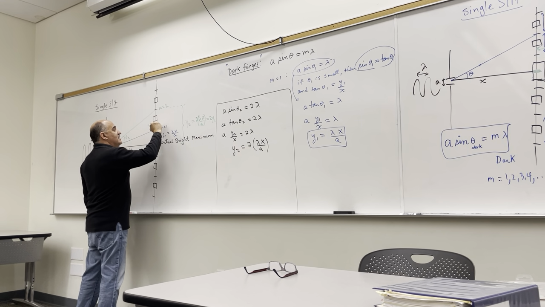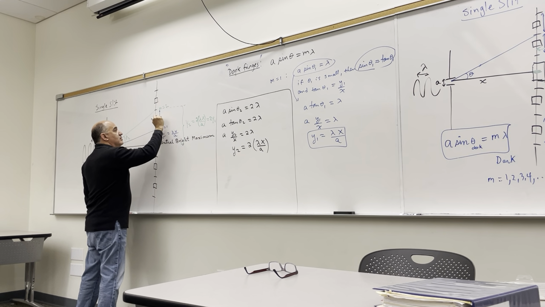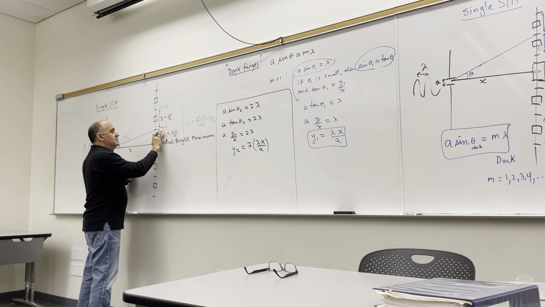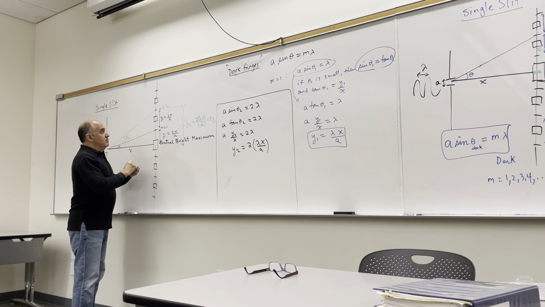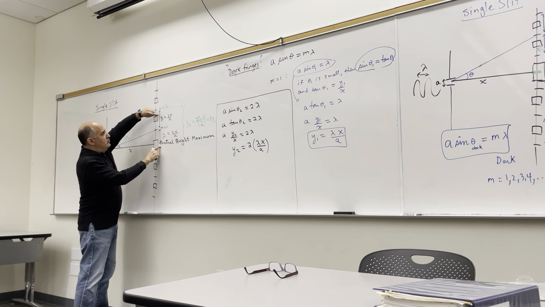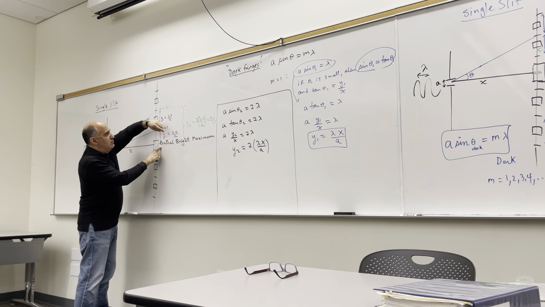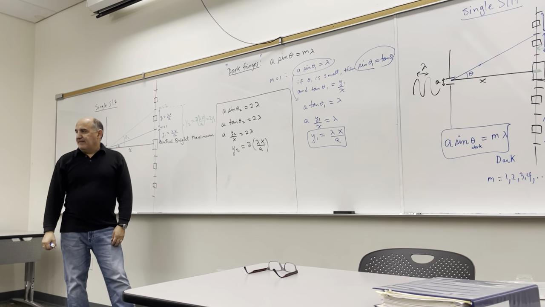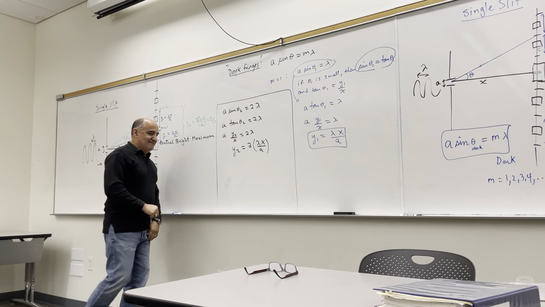So that means that this distance over here is y1, which is lambda x over a, because that'll make this whole distance from here to m equals 2 be y1 plus y1, which is lambda x over a plus lambda x over a, which is twice lambda x over a, which is this. Yes? I'll do one more.